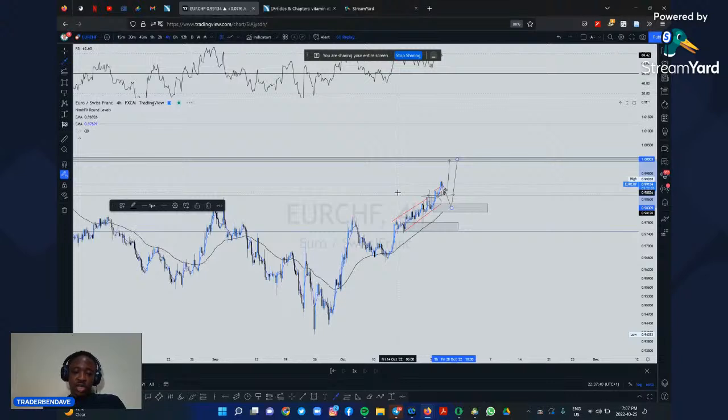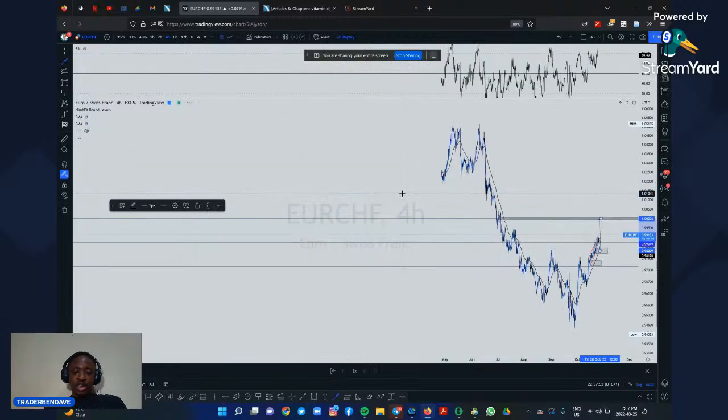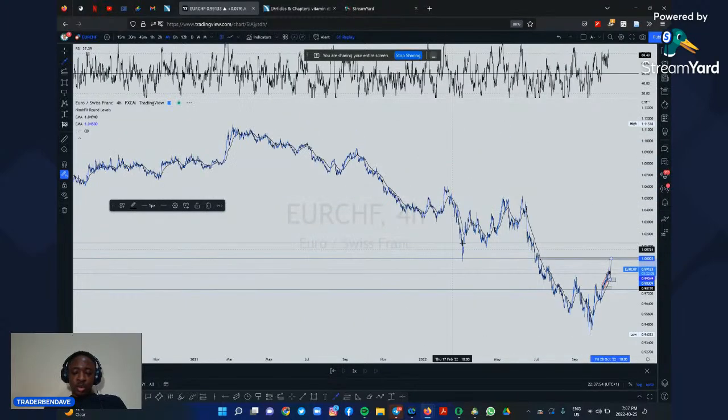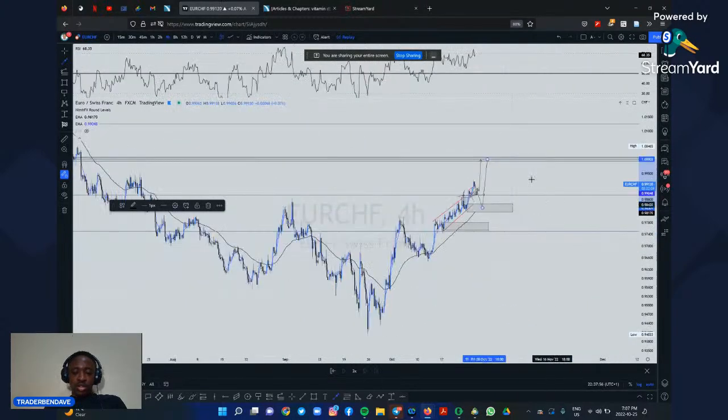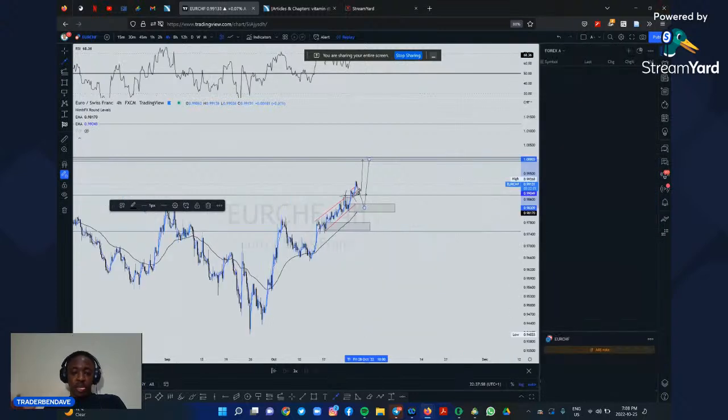level. So the point here is that Euro CHF is still bullish. The bearish levels that we're looking at from Sunday did not break. So we are going to trade it and continue to be bullish until we see major structure shifts, at least all the way up to parity, 1.00 on the Euro CHF.